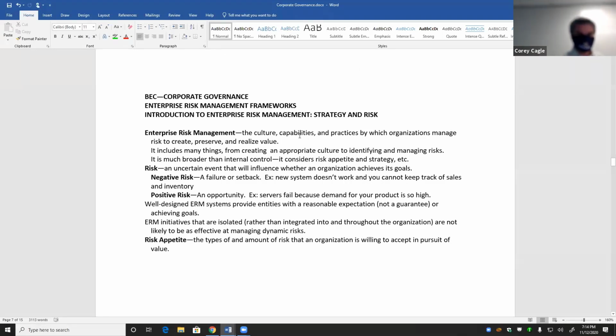So it's the culture, it's the capabilities, right? What is their competitive advantage? What are they good at? What makes them stick out? And then the practices, so, it includes a bunch of things. Creating an appropriate culture, identifying risk, managing risk, a lot broader than internal control. It considers all these things like risk appetite, which kind of drives people crazy, trying to learn about, and considers their strategies and things like that.